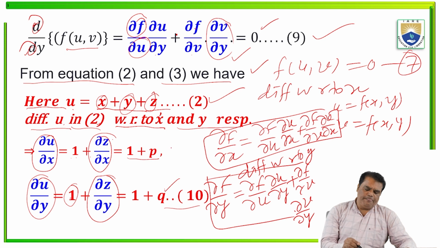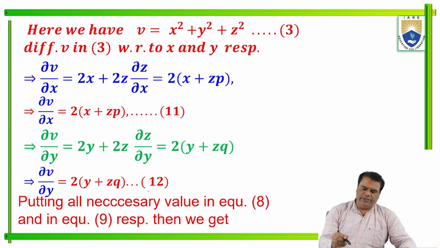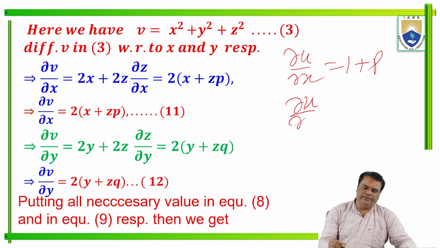In equation 10, both results: ∂u/∂x is 1 plus p, and ∂u/∂y is 1 plus q.